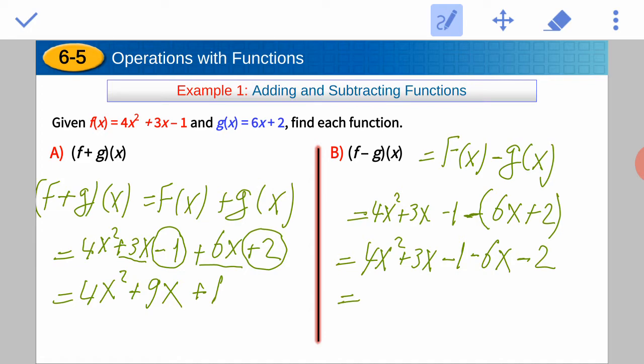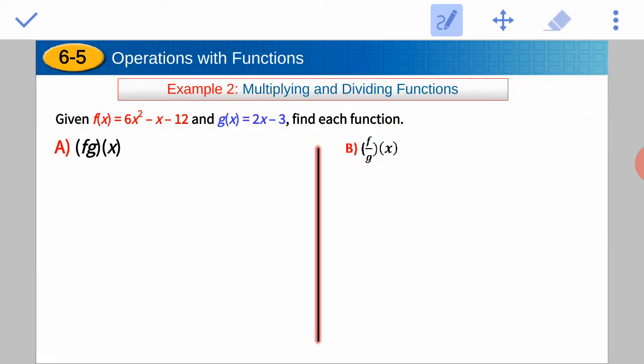Now combine like terms. 4x squared is alone. 3x and minus 6x are like terms. Combine them together, they give us negative 3x. And we can also combine negative 1 and negative 2, they combine to negative 3. So adding and subtracting functions is very similar to adding and subtracting numbers. Same idea. The other two operations we need to perform on functions are multiplying and dividing functions.